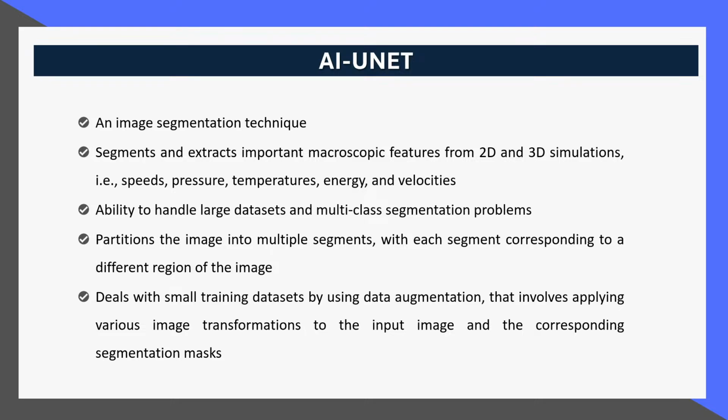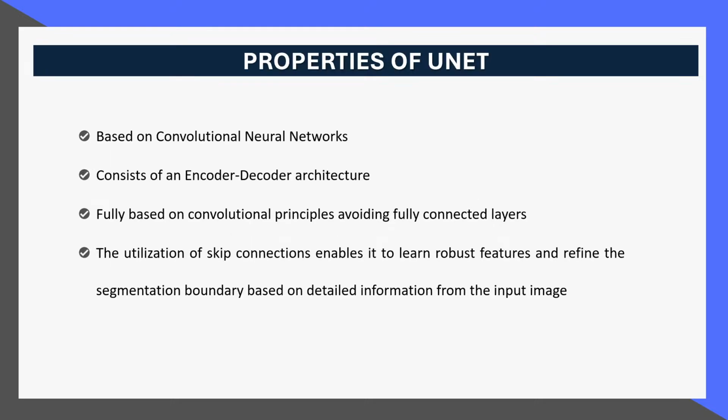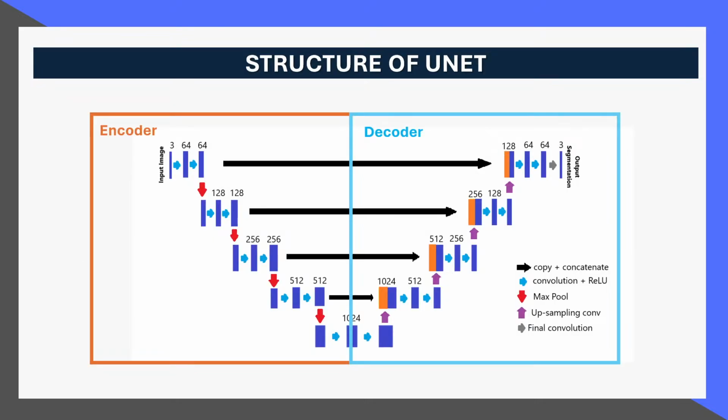the corresponding segmentation masks. Some properties of UNet: it is based on convolutional neural networks. It consists of an encoder-decoder architecture. It is fully based on convolutional principles, avoiding fully connected layers. The utilization of skip connections enables it to learn robust features and refine the segmentation boundary based on detailed information from the input image.